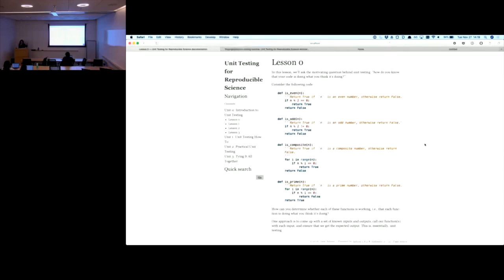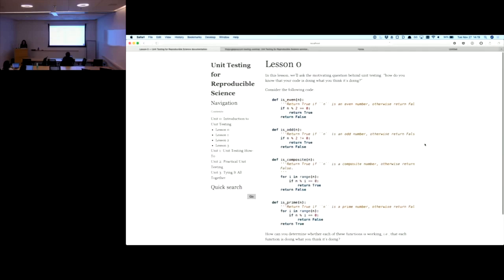So I want you to consider these 4 functions that I've written. They seem pretty straightforward. The first one returns true for even numbers, the second one returns true for odd numbers, the third one returns true for composite numbers, and the fourth returns true for prime numbers. What I want you to ask yourself is, these look really straightforward. They look like the code is correct, but how would you actually go about determining whether or not these work? That these are doing what you think they're doing? What might you do?